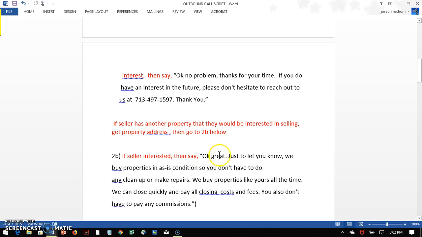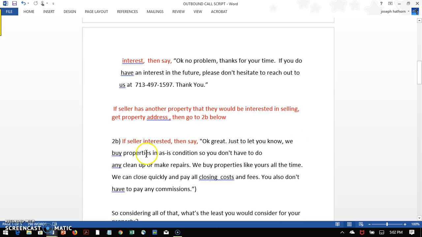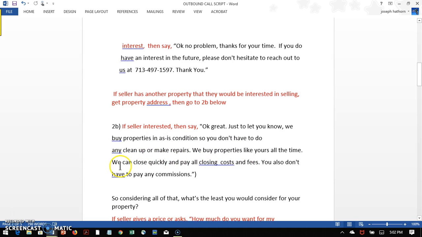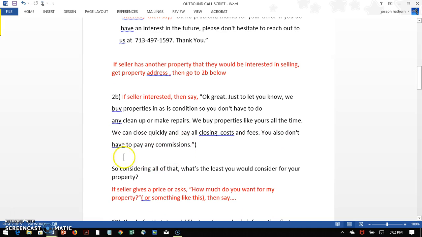you're going to say, okay, great. Just to let you know, we buy properties in as-is condition, so you don't have to do any cleanup or make repairs. We buy properties like yours all the time. We can close quickly and pay all closing costs and fees. You also don't have to pay any commissions. So considering all of that, what's the least you would consider for your property? So that's another addition we made to this revised script.